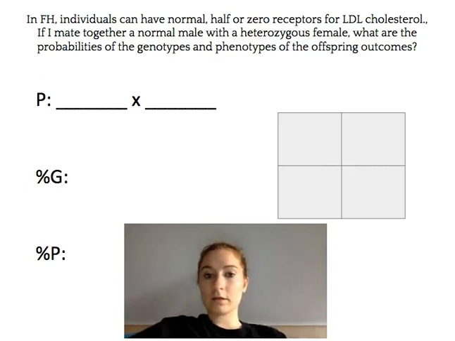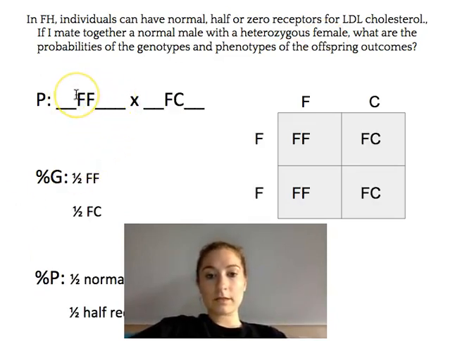If I mate together a normal male with a heterozygous female, what are the probabilities of the genotypes and the phenotypes of the offspring outcomes? So first you have to look at what you're crossing. You have a normal male with a heterozygous female, so I'll show you what the outcome would be.